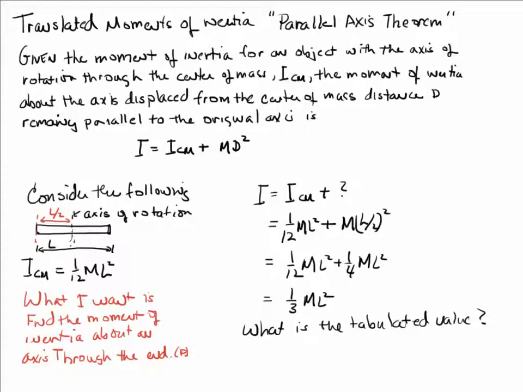What is the tabulated value? Well, guess what? It is 1/3 mL squared. So the parallel axis theorem gave me the right value. So if you don't know the moment of inertia about an arbitrary axis, but you do know it about the center of mass, you can calculate the moment of inertia about an arbitrary axis. End of module.